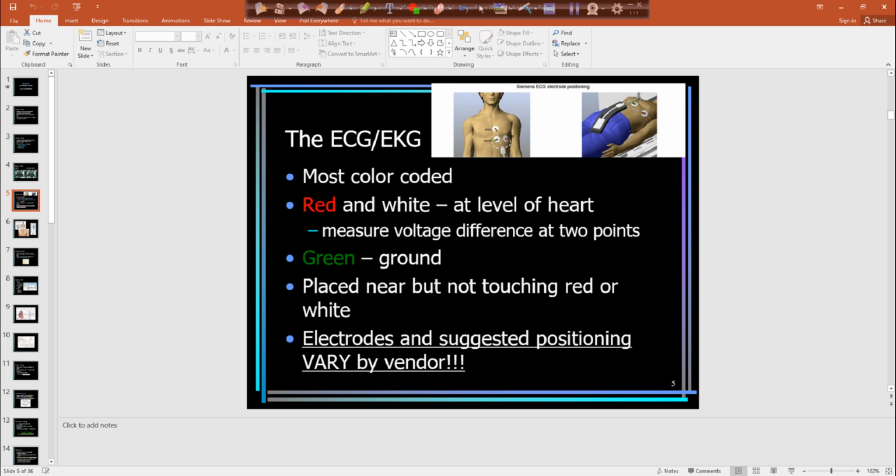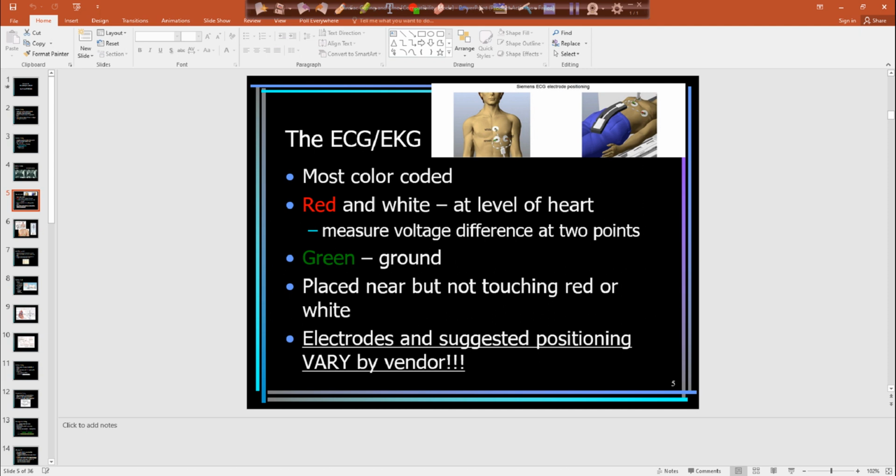The green should be grounded, so that can really be placed anywhere, but usually they have all 4 of them right in this area. And then the electrodes may change a little bit depending on the vendor. Usually they have a diagram on the package to help you out with that. Here are the electrodes, and then the battery that you need to make sure you're charging throughout this and replace when you start the procedure.